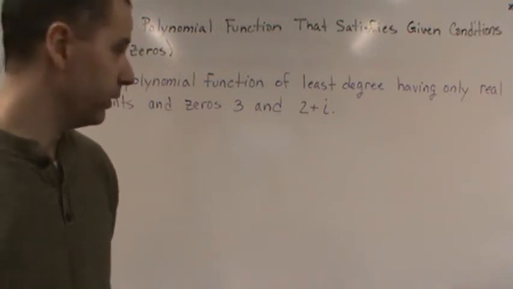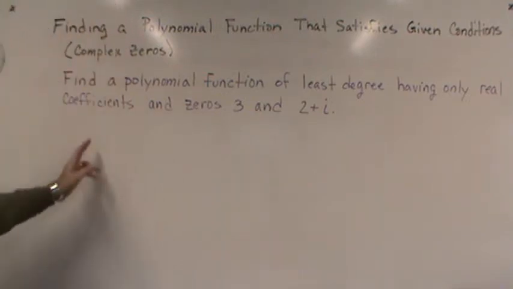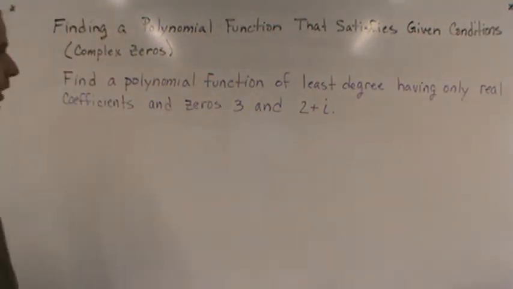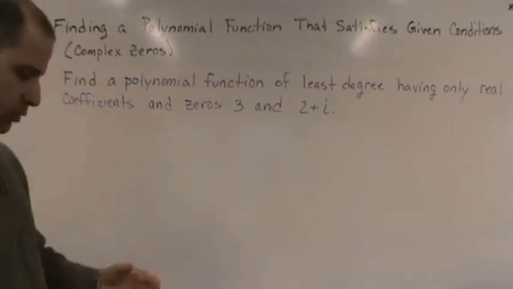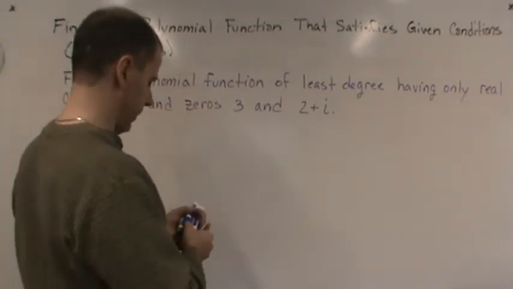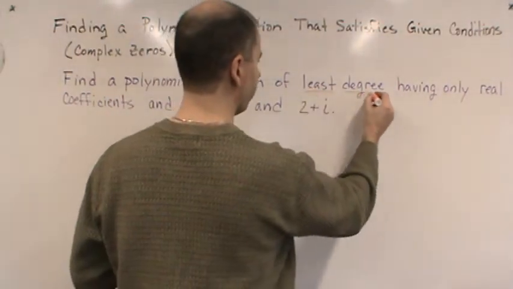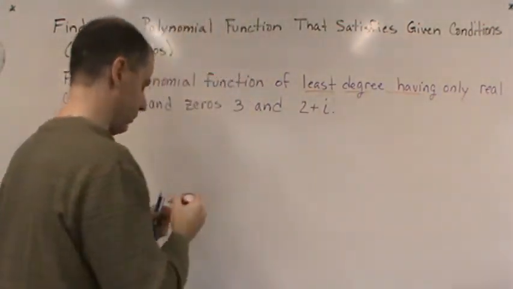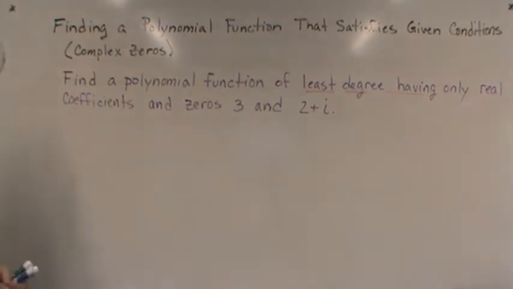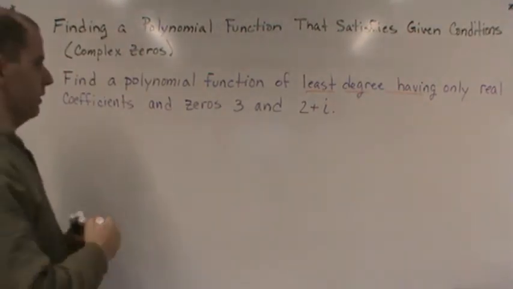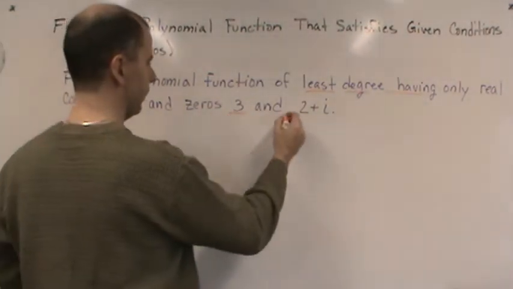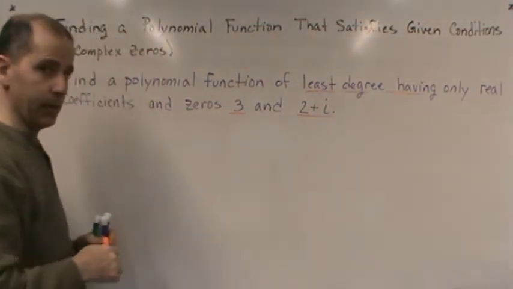Okay, so in this example here, find a polynomial function of least degree. That's going to be important. Okay, so of least degree, having only real coefficients, and the zeros 3 and 2 plus i.